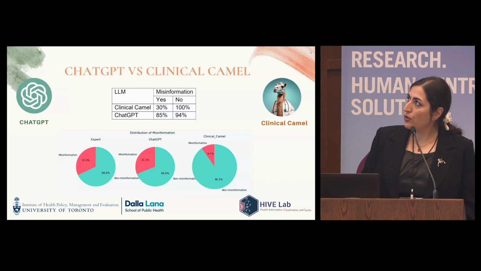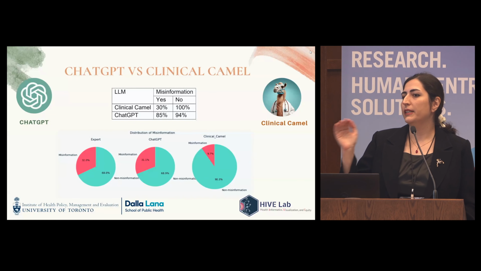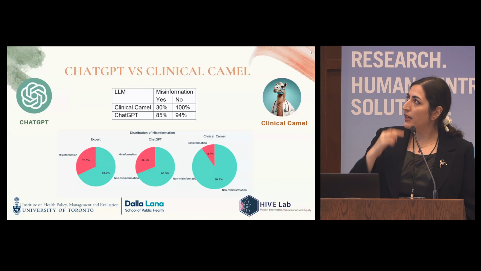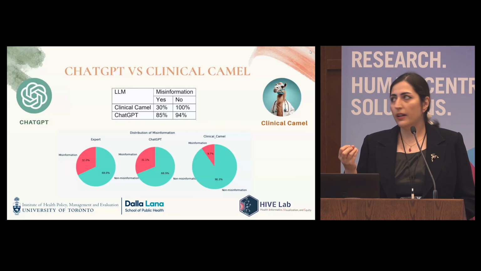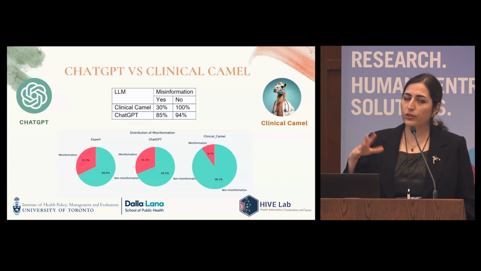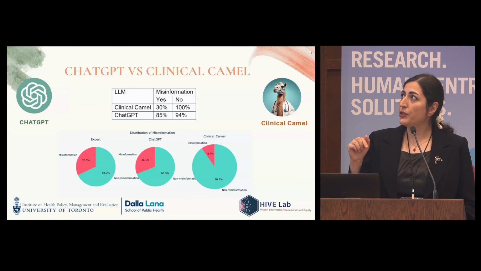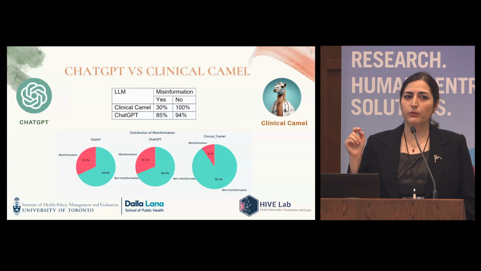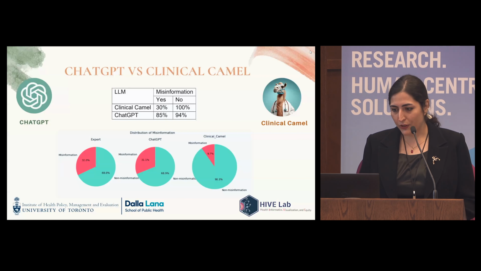You can see the breakdown of agreement and disagreement in the table. When it came to the comments that domain experts labeled as not having misinformation, we had 100% agreement with Clinical Camel. But when it came to those comments that domain experts labeled as having misinformation, there was only 30% agreement with Clinical Camel. But you can see that the agreement is higher with ChatGPT.